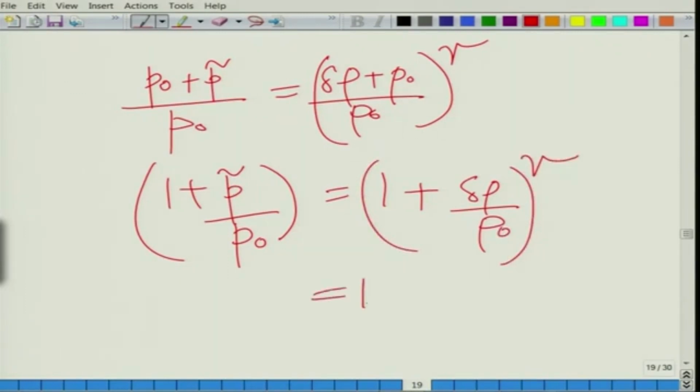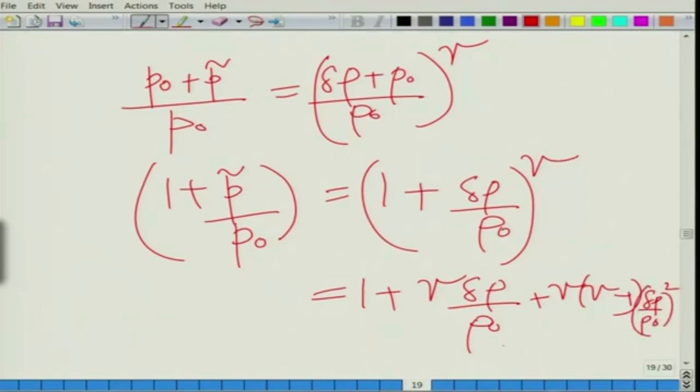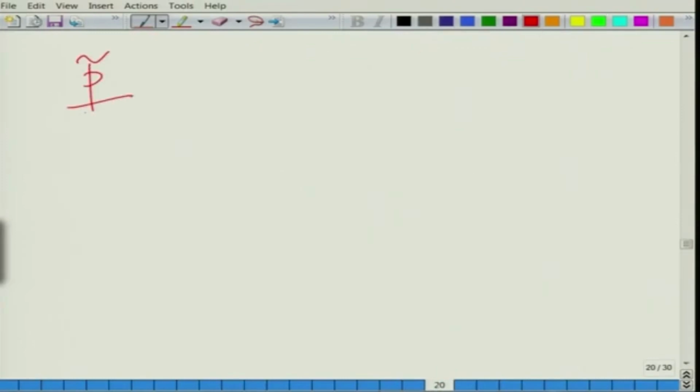Now, if we apply our binomial theorem, or expand this out, you get gamma times delta rho by rho naught plus HOT. HOT means higher order terms. Then this goes away, this goes away, and what we are left with really is P tilde divided by P naught is equal to gamma times delta rho by rho naught plus their higher order terms, which we will probably ignore.